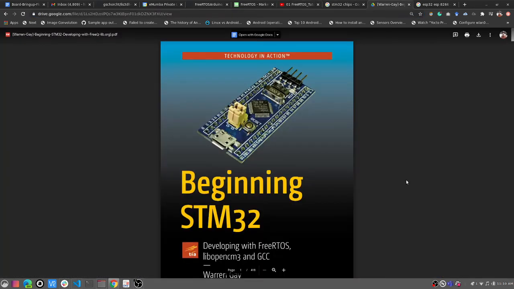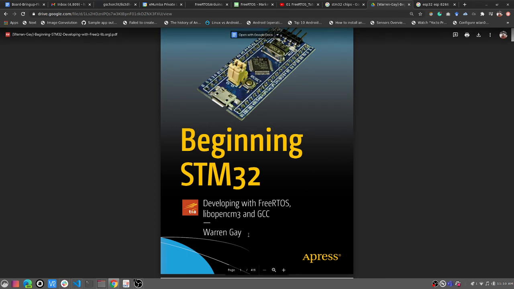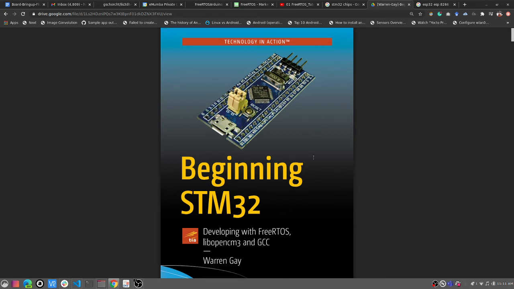Another good resource which I recommend is this book. Sorry, I can't share the book with you, you have to buy it, but I'm showing you the cover. It's a very nice book. It's from Warren Gray, excuse me if I'm pronouncing it wrong. It's a full-fledged FreeRTOS book, and the case study and board for following this book is again the Blue Pill. So you can take any of these directions.